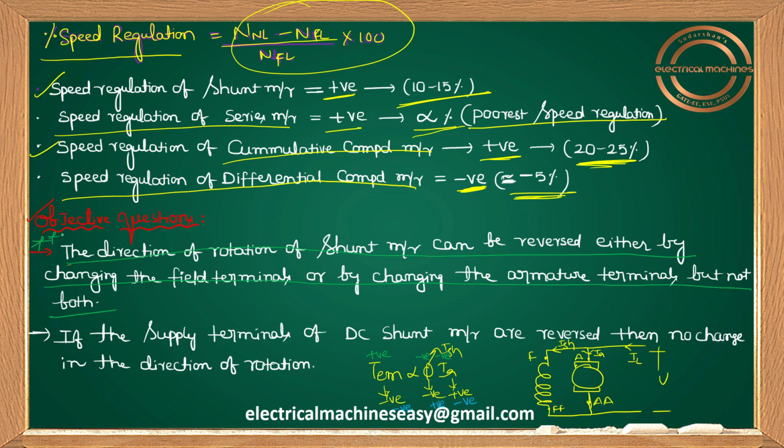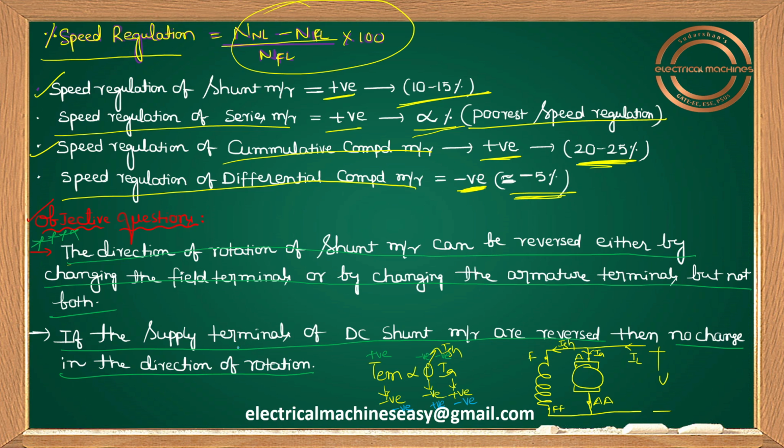So try to remember. And tell me, what will happen for a shunt motor if the supply terminals of the DC shunt motor are reversed? Is there any change in direction of rotation? So your answer is no. What is the reason? Let me take a simple example here.